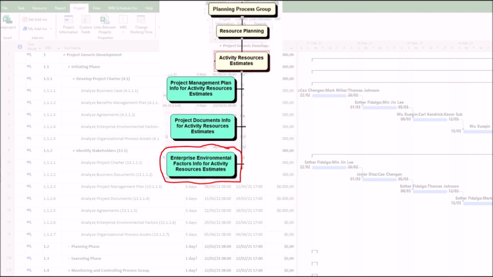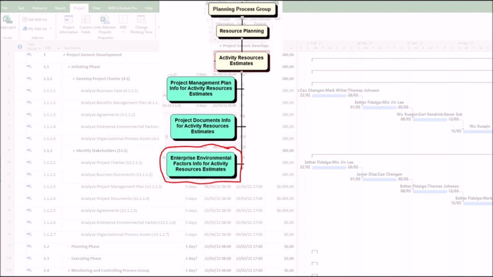How important is the input of enterprise environmental factors to the estimate activity resources process? The input of enterprise environmental factors is highly important to the estimate activity resources process, serving as a foundational input that shapes how you identify and quantify the resources needed for your project.